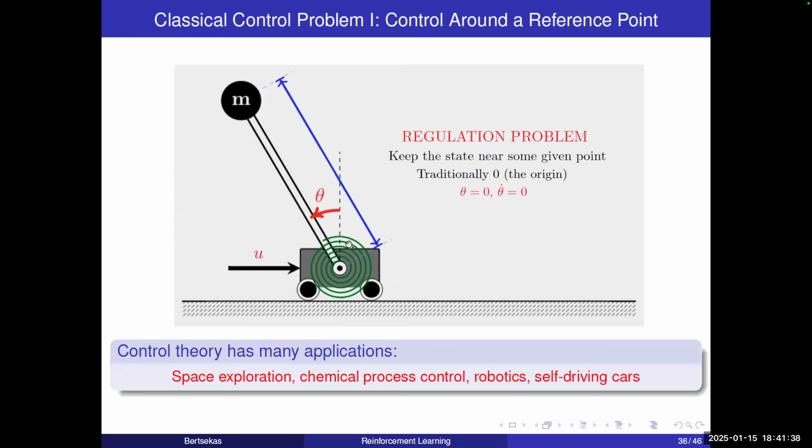An academic example of this problem is the cart-pole example, where you have a mass on top of a bar, and the goal is to push or pull the cart such that the bar keeps vertical. So in this case, the state is the angle theta between the bar and the vertical line, and its derivative.